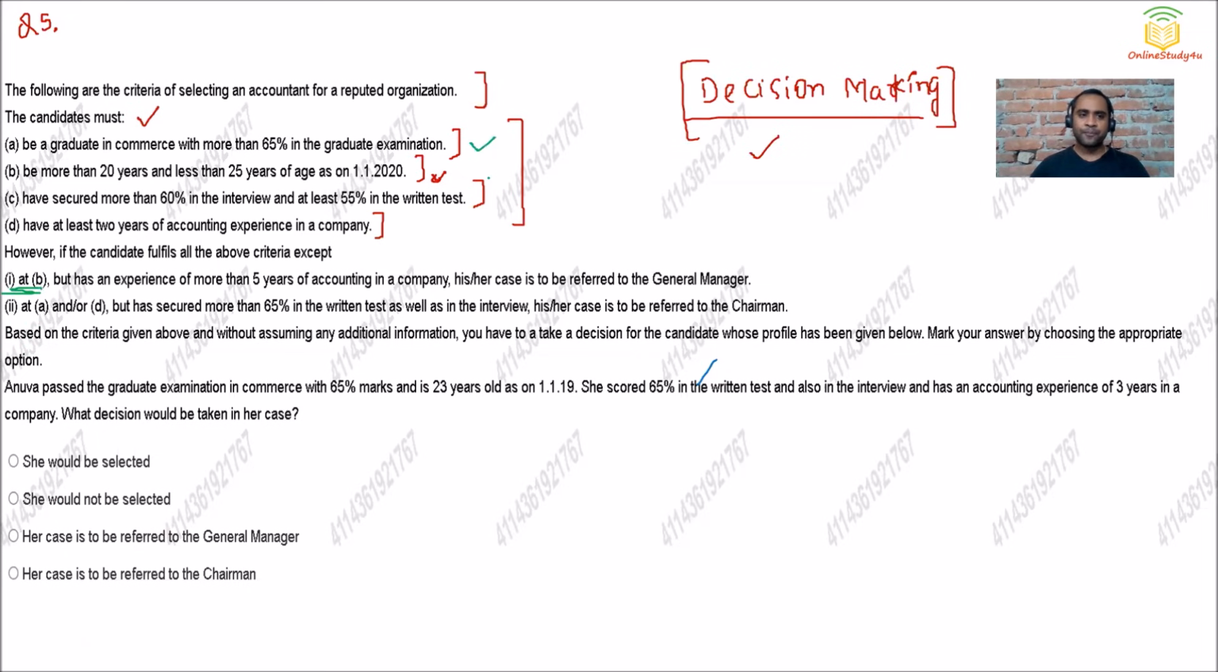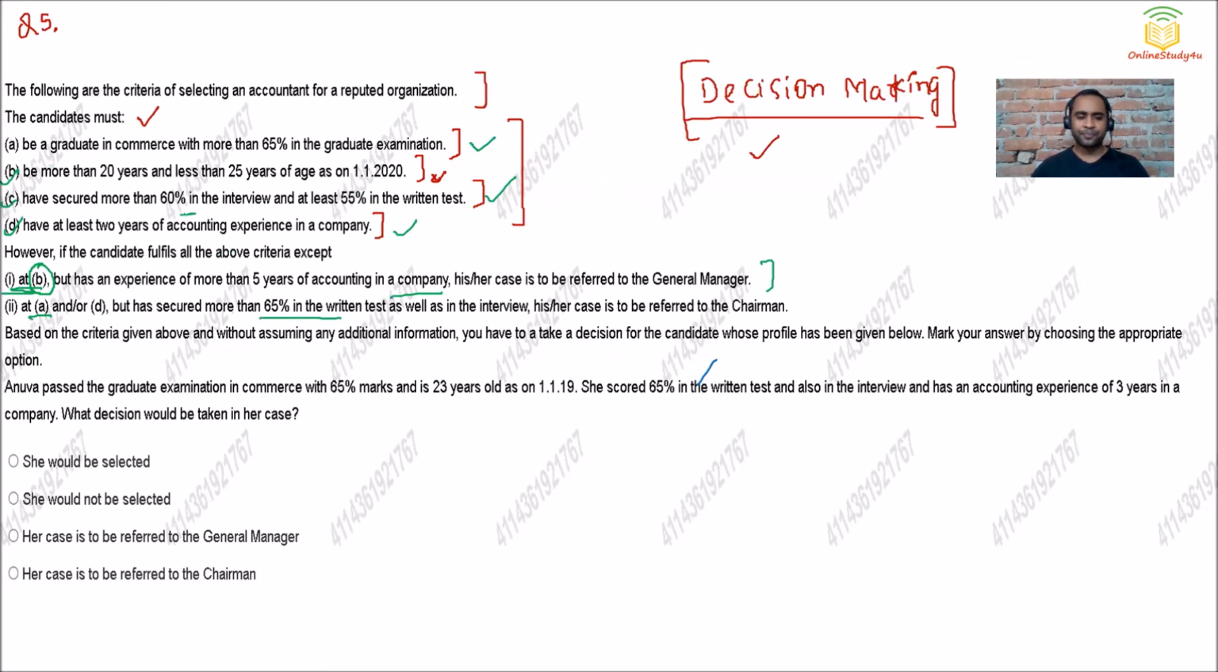But if the candidate has A, C, and D, but does not have B, in that case, suppose the candidate is more than 25 or less than 20, then in that case A and B. However, if the candidate fulfills the above criteria except B, but has the experience of 5 years of accounting in any company, then the case will be referred to the general manager, and the general manager has to take a decision. And then suppose a candidate satisfies B, C, and D, but he has not scored 65% in the graduate examination, but he has scored 65% in the written test.